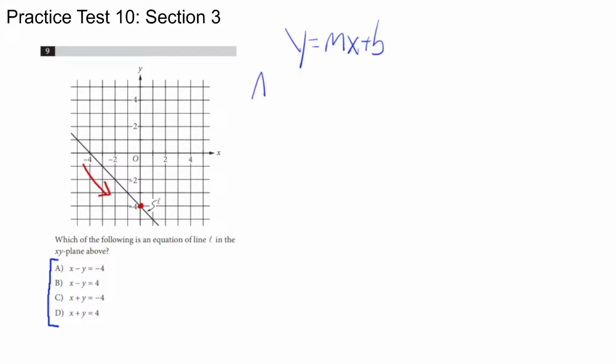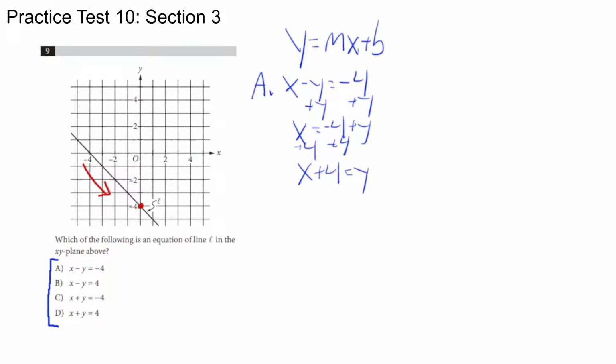So if I go with answer choice A, I'll have x minus y is equal to negative 4. If I add y to both sides, I'll get x is equal to negative 4 plus y. Add 4 to both sides, and I get x plus 4 is equal to y. So I can tell this isn't going to be my answer, because not only do I not have that negative slope, my y-intercept is positive 4 when I'm looking for a negative 4.